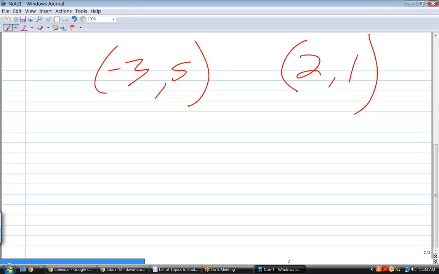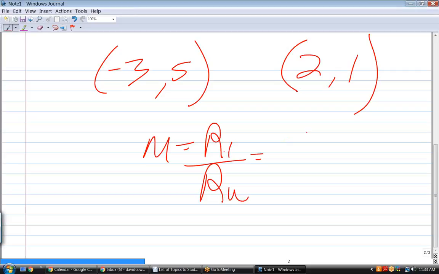Okay, so the slope of this one would just be 4. Well, m equals rise over run. So it'd be 5 minus 1, which is 4, over -3 minus 2. You can go that direction. You can go either direction you want as long as you go the same direction with both.